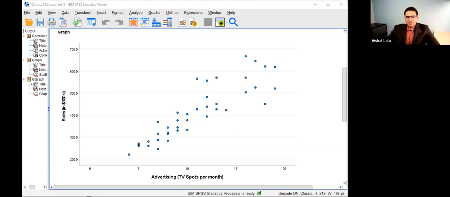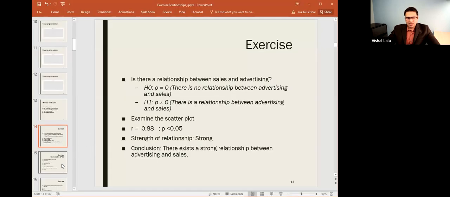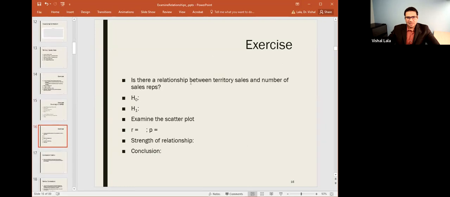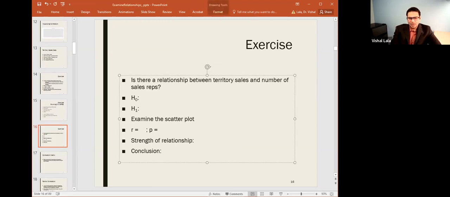Okay, so we've examined the correlation amongst sales and advertising. Let's move along and repeat this for sales and number of sales reps. Specifically, we're looking to say whether there's a relationship between territory sales and number of sales reps. So H0, there is no relationship between sales and reps. I'm going to keep it short here.